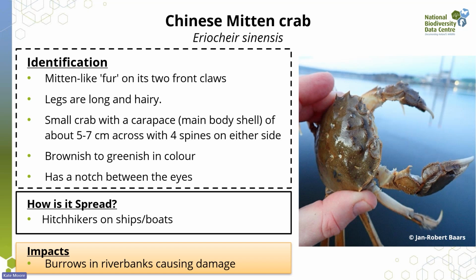And this is spread as a hitchhiker in ships or boats, maybe in the ballast water of boats. And it's known to burrow into riverbanks, affecting the integrity of the habitat. So there are no other freshwater crabs present in Ireland. So if you spot a crab upstream in a river in Ireland, it could potentially be Chinese mitten crab. However, as adults migrate to estuaries in autumn, there's a possibility of confusion with some of our native marine crabs, such as the shore crab. However, none of our native crabs possess the distinctive hairs or mittens on the claws.